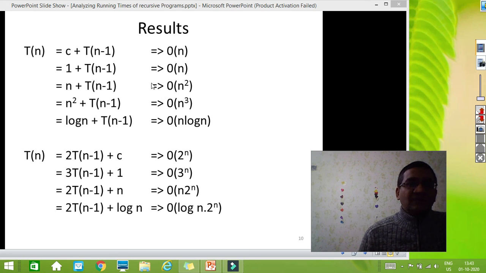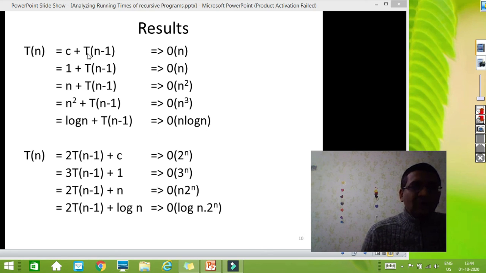So this is just an observation. It will help you to check your answer. When you are solving a question, if you have this kind of property in mind, you can self-verify whether your answer is correct or not. So if your equation is of the form t n equals n cube plus t n minus 1, that means your answer will be big O of n power 4. So you can self-test that the answer you are getting is correct or not.